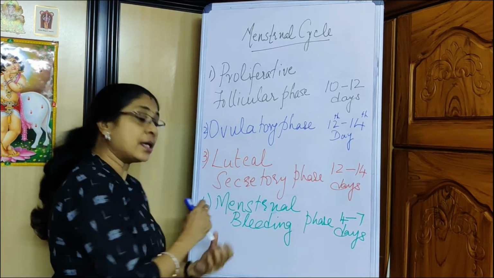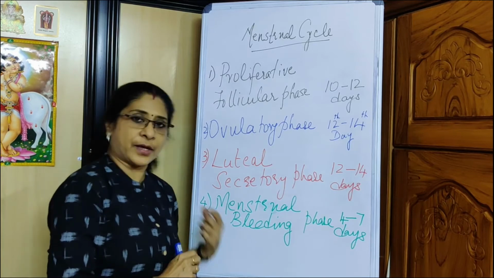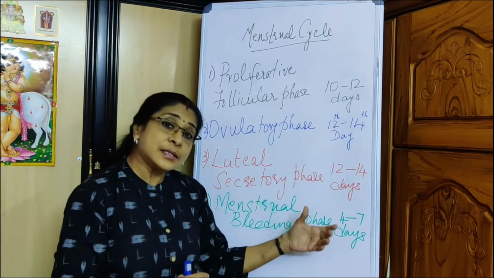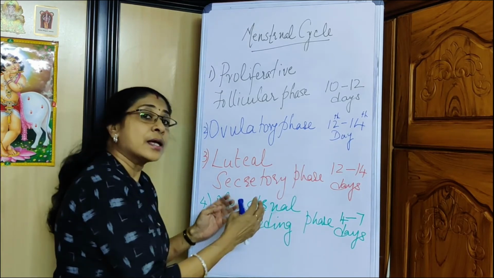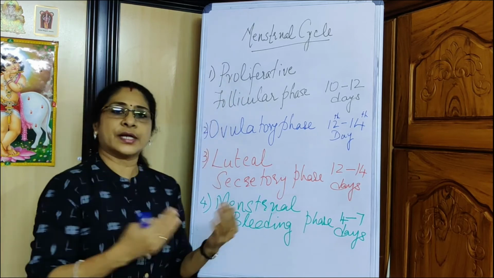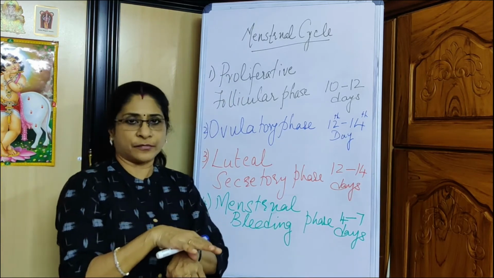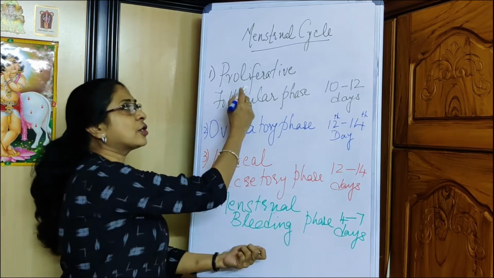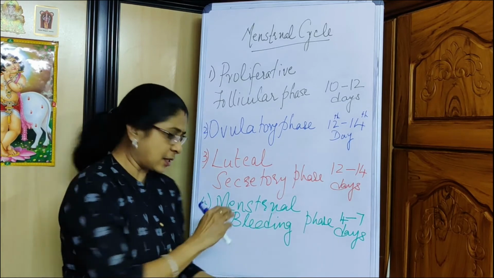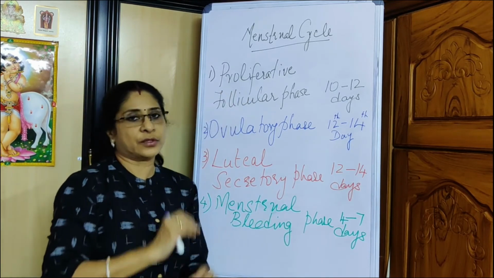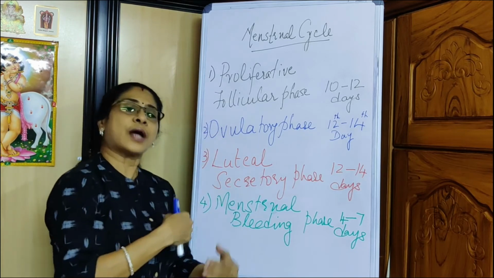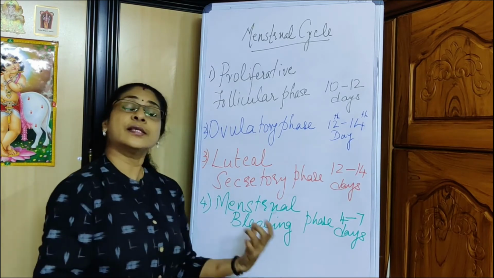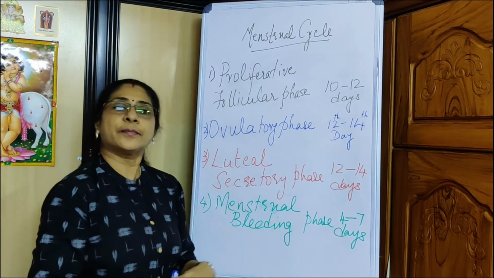And last we have the menstrual or the bleeding phase. The bleeding phase lasts for 4 to 7 days. And this 4 to 7 days actually coincides with the proliferative phase. It is actually merging with the proliferative phase. Meaning, the first day of the menstrual phase is actually the first day of the proliferative stage. So, these are merging with one another. But for the sake of convenience for explanation, we have divided it into 4 phases. So, the last phase is a menstrual phase which coincides with the proliferative phase.